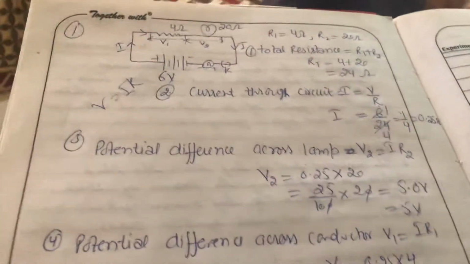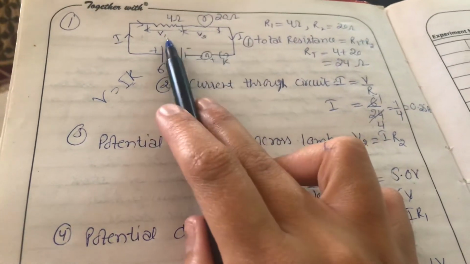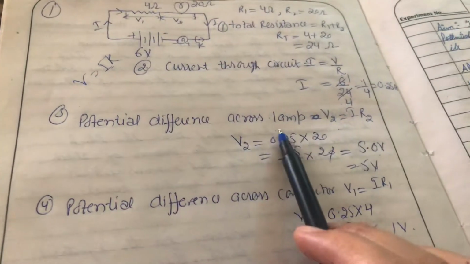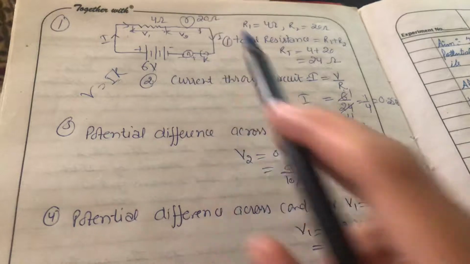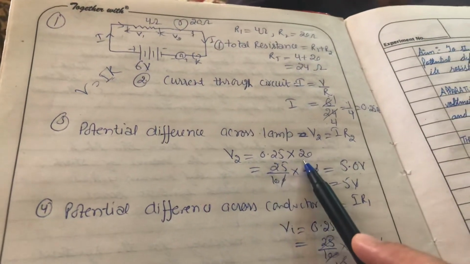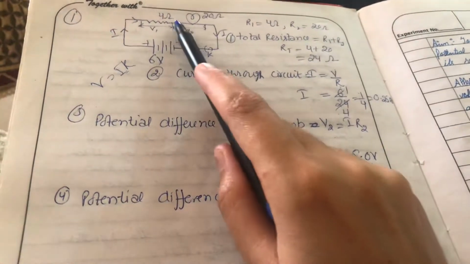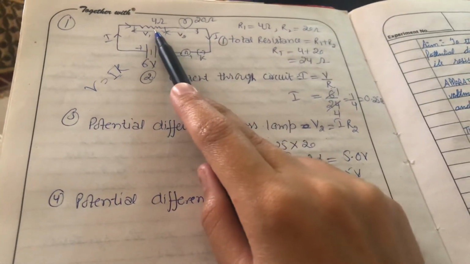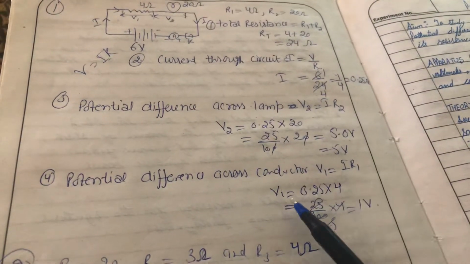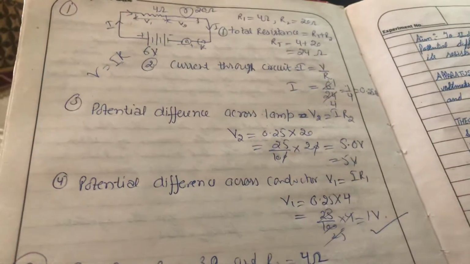Then potential, as we are discussing a series circuit, the voltage across both the resistors is different. So potential difference across the lamp, that is V2, is equal to I into R2, obviously the total current into the resistance of that particular resistor. Similarly, we have a conductor here that is opposing by 4 ohm resistance. So V1 is equal to I into R1, current into resistance. So this is your answer.